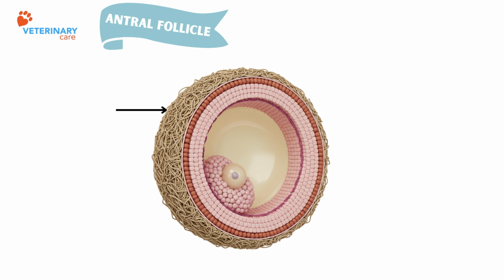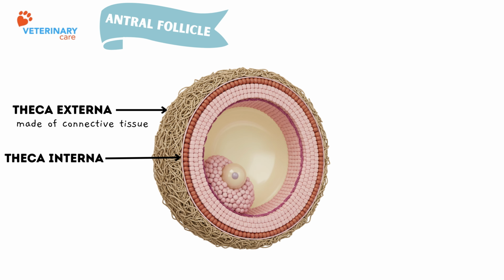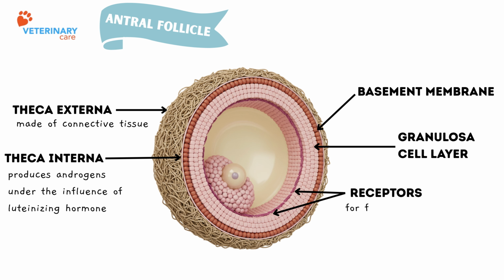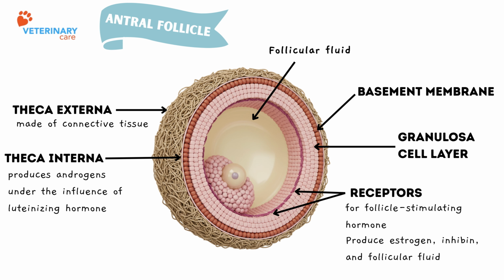On the outside, there is the Theca externa, made of connective tissue that provides support. Beneath that is the Theca interna, which produces androgens under the influence of luteinizing hormone. Inside that is the granulosa cell layer, separated by a thin basement membrane. This layer has receptors for follicle-stimulating hormone and is responsible for producing estrogen, inhibin, and follicular fluid. It also plays a critical role in oocyte maturation.